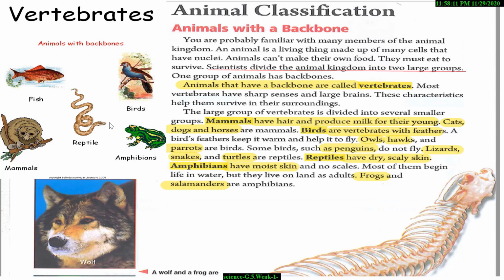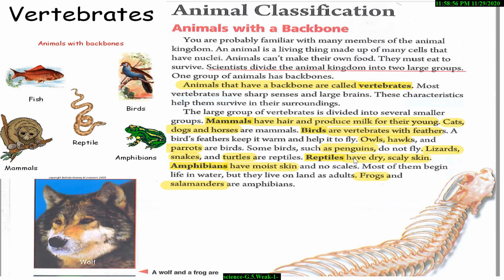Another group of vertebrates, reptiles. The characteristics of reptiles differ from the characteristics of birds and mammals. Reptiles have dry scaly skin. Examples of reptiles: snakes, lizards, crocodiles and turtles. Another group of vertebrates, amphibians. Amphibians have moist skin and do not have scales. Examples of amphibians: frogs and salamanders.